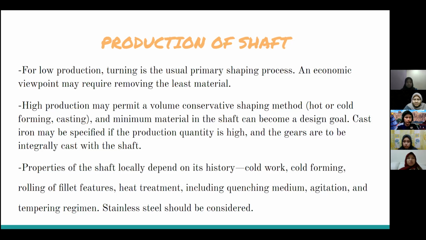While for high production, we need a volume-conserving shaping method such as hot or cold forming or casting. And minimum material in the shaft can become a design goal. For this type of high production, the material chosen is cast iron. While the properties of the shaft locally depend on its history, such as cold work, cold forming, rolling of fillet, and heat treatment, including quenching medium, agitation, and tempering regimen. For this type of properties, stainless steel should be considered. That's all from me.